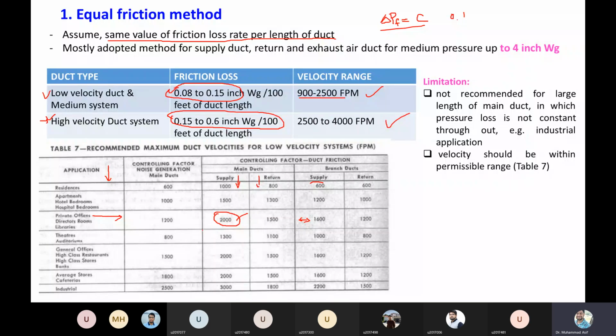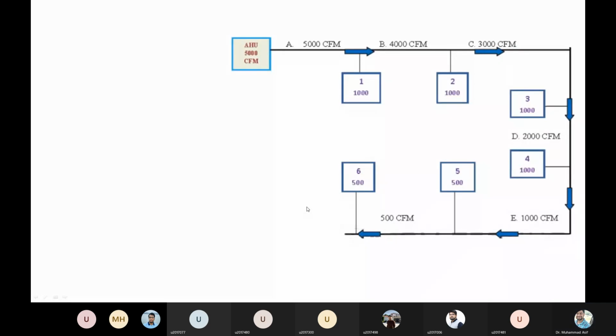So depending upon the velocity and the application, let's say here we have an industrial application. For industrial application, the main supply is 3000, and 3000 is in the high velocity range. So for high velocity, we have to take the constant value between 0.15 and 0.6. Now let's try to calculate any of the ducts.